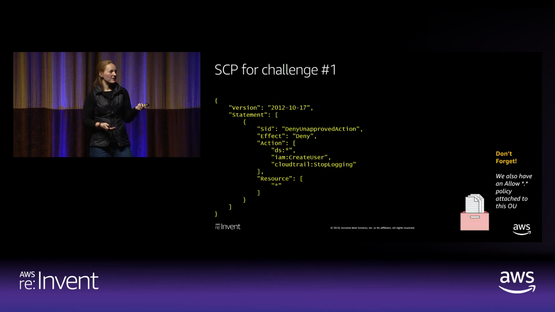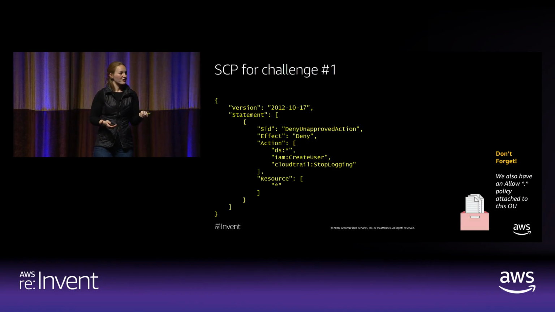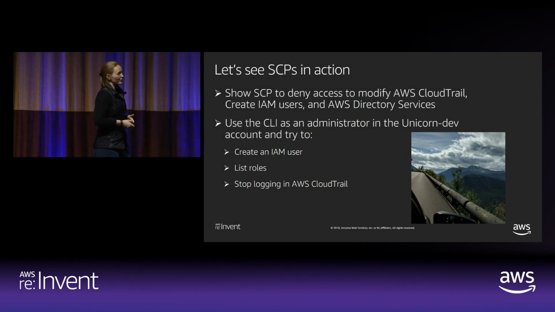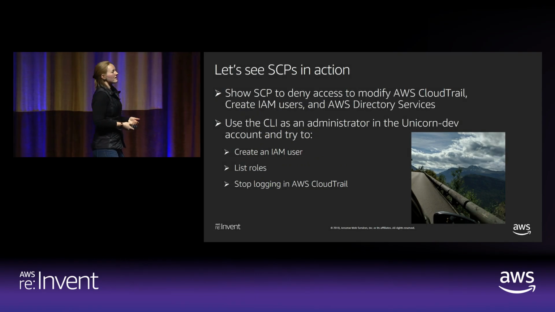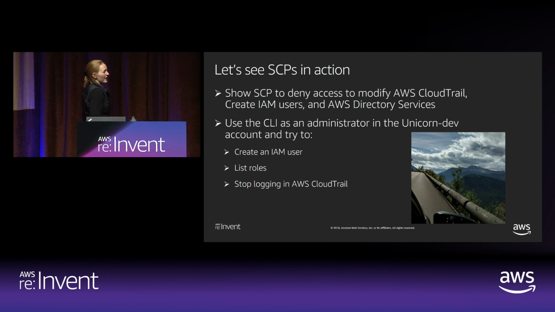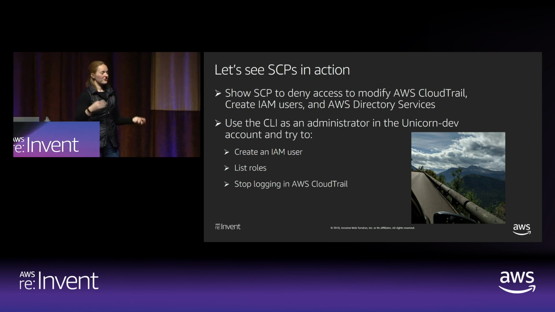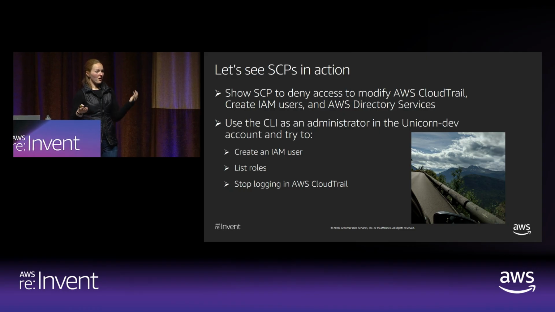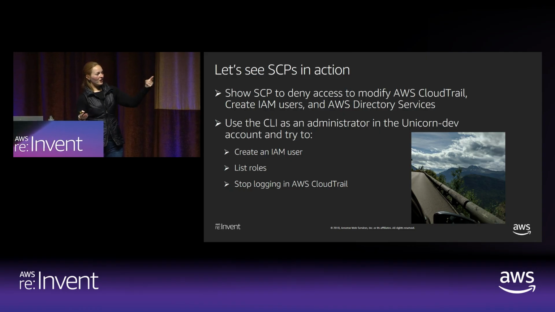So this is what the SCP looks like. I'm going to say deny, directory service, IAM create user, and stop logging, CloudTrail stop logging. I'm going to demo. So first I'm going to show you the SCP, and then I'm going to try to create an IAM user. I'm going to try to stop CloudTrail, and I'm going to try to list roles. And we'll see, hopefully, my guardrail.